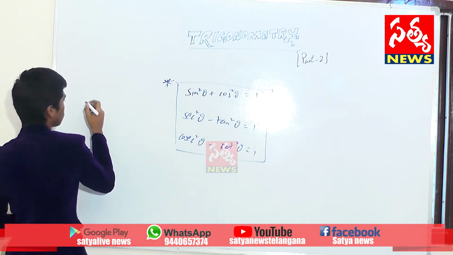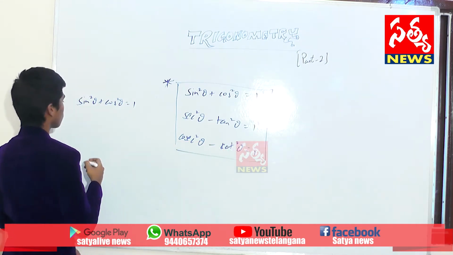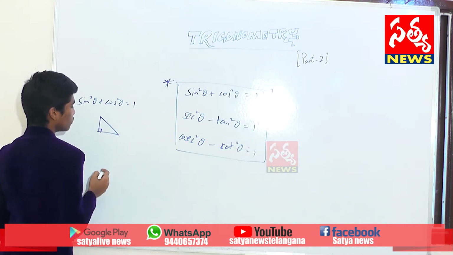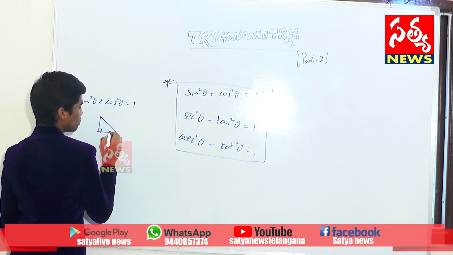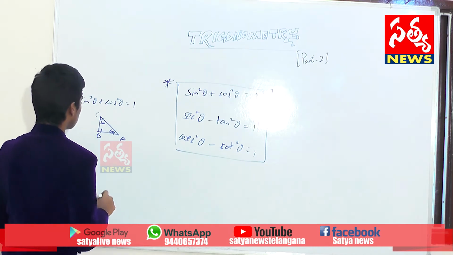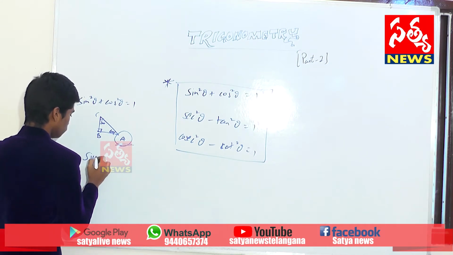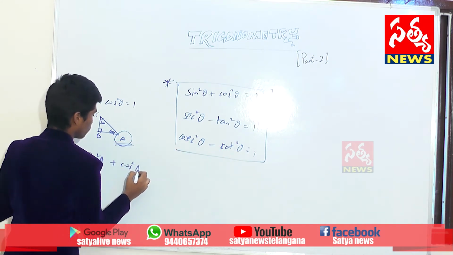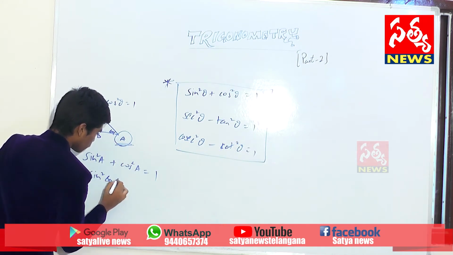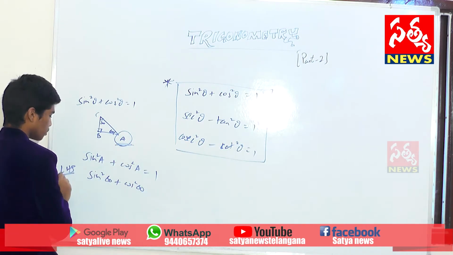First let's see the proof of sin square theta plus cos square theta. Let us assume a triangle with the angles 60, 30 and 90. The triangle name is ABC. Let's take with respect to A. Sin square A plus cos square A equals to 1. Right, what is A? 60 degrees. So sin square 60 plus cos square 60 is equals to, let's take the LHS.